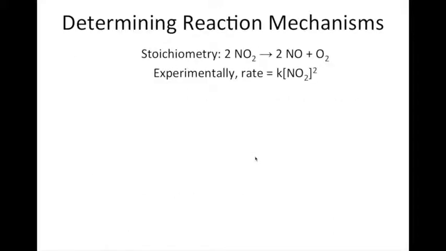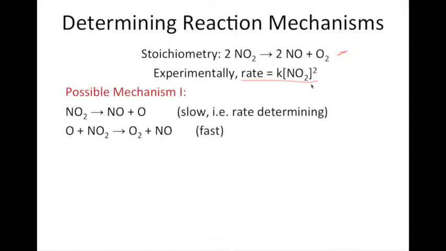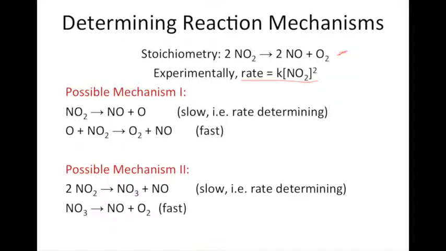So let's apply that. Let's look at a problem. Here we have a balanced chemical equation. You can see the stoichiometry, which is very important. And let's say experimentally, we determine the rate law for this reaction to be as follows. So it's second order with respect to nitrogen dioxide. Here are two possible mechanisms for this chemical reaction, mechanism 1 and mechanism 2. Take a minute and study these mechanisms. Keep in mind the two requirements that we just mentioned in the previous slide, and see if you can determine which of these mechanisms is most likely a correct mechanism for this reaction. Pause the video and give it a try.